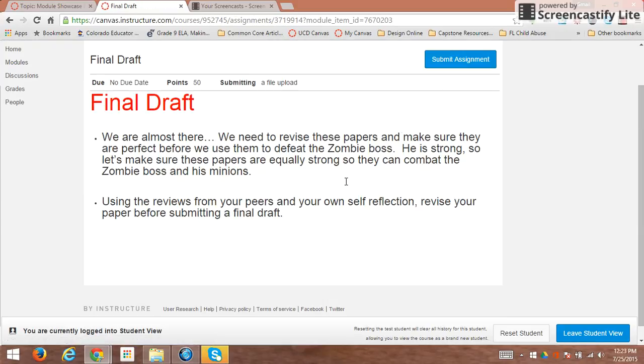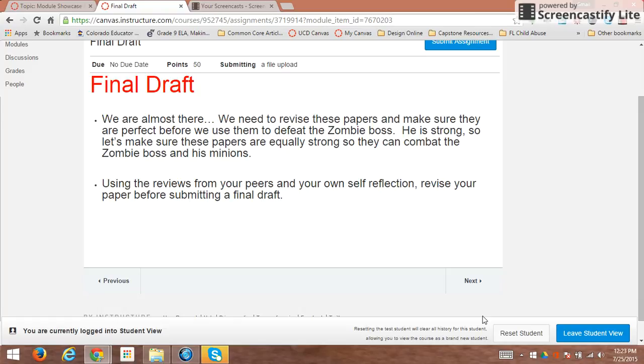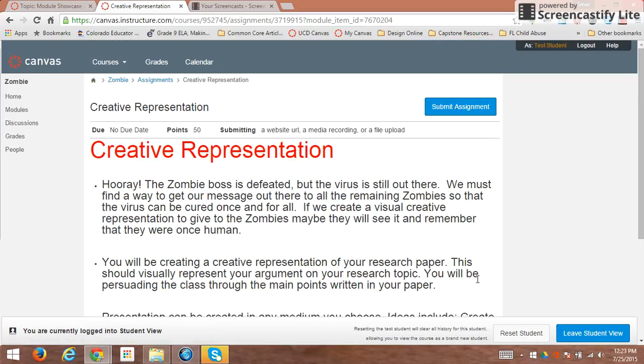And here's the final draft, what my expectations are for them. We're going to go over that. They've gone through the peer review process together, and really it's just taking those revisions and making sure they have a polished final assignment. And then taking that final draft and moving to a creative representation.